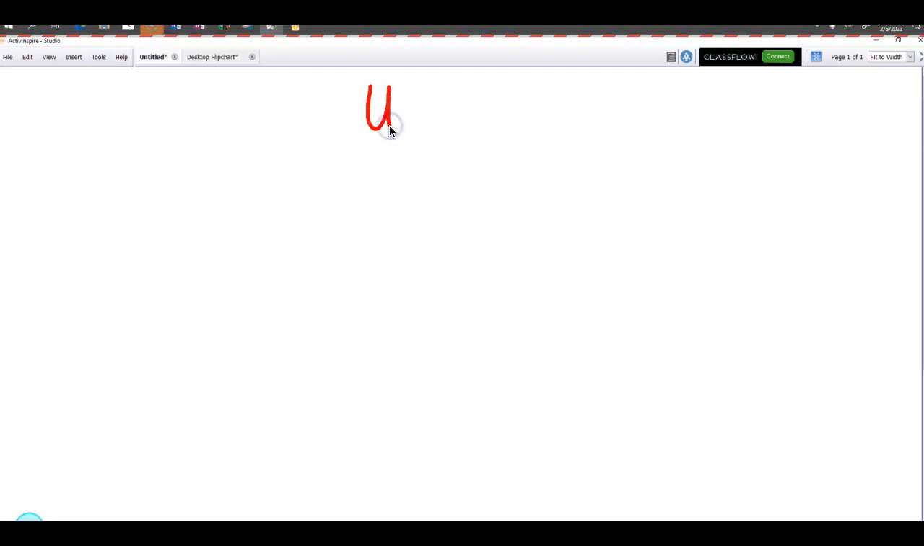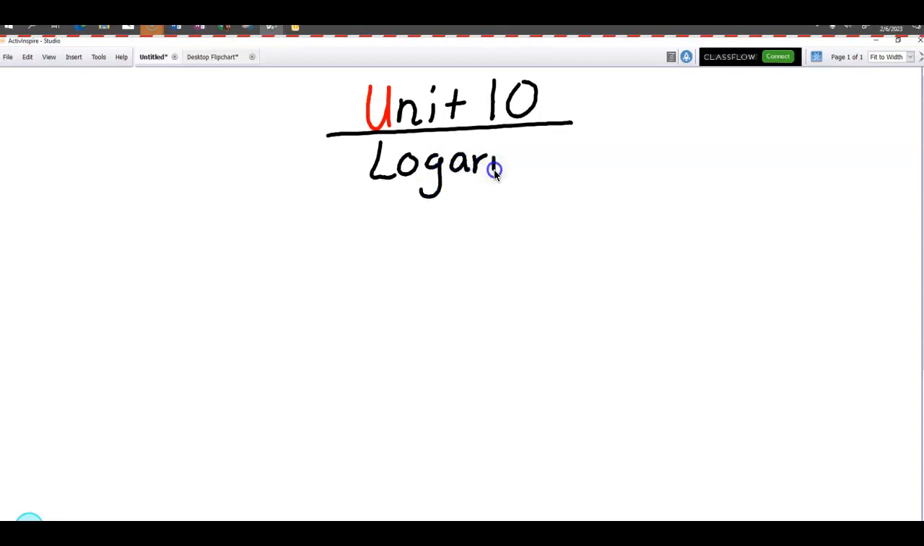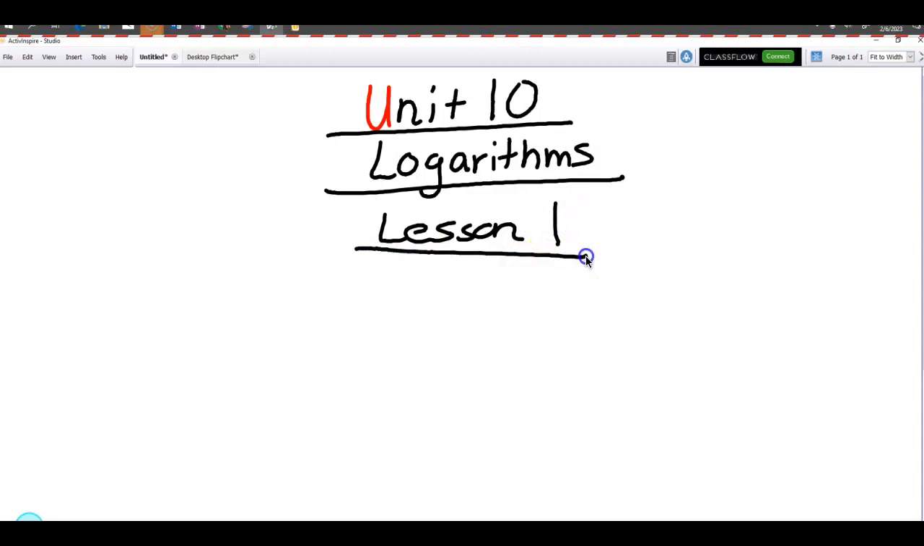Alright guys, we're going to begin Unit 10 here. Unit 10 is going to be about these things called logarithms, but today's lesson is not going to be about logarithms. It's going to be about something that kind of gets us ready for logarithms. We're going to talk about inverse functions.